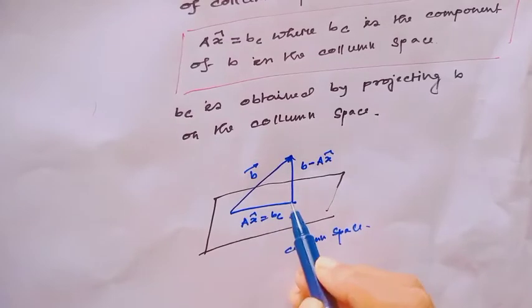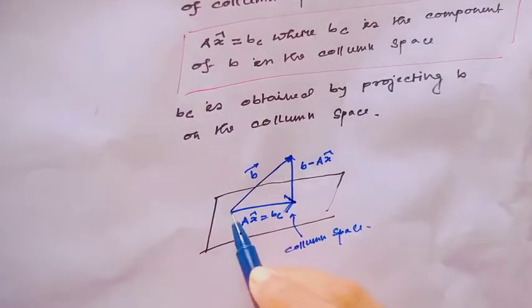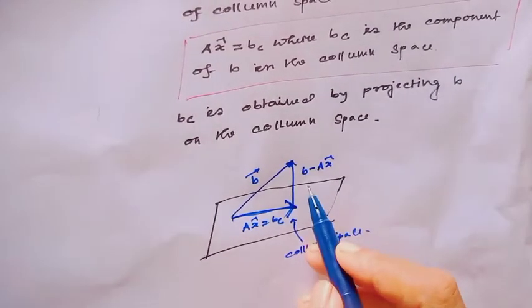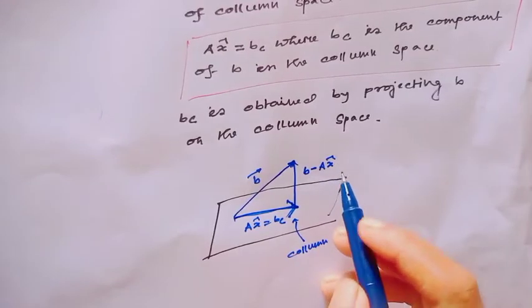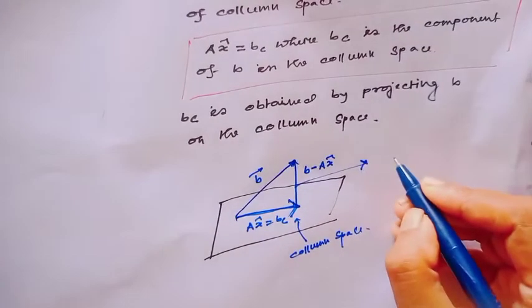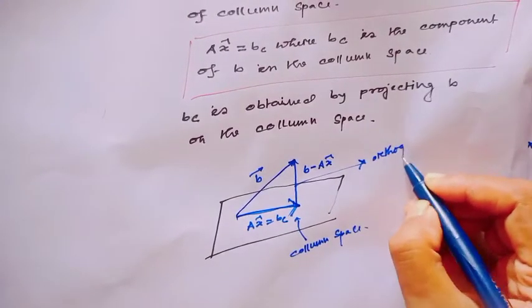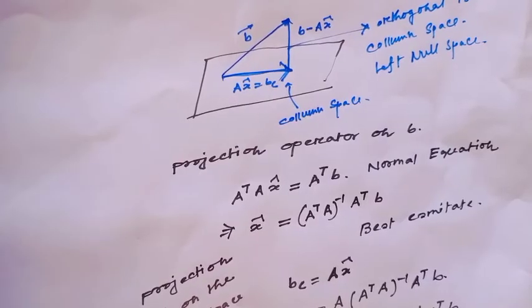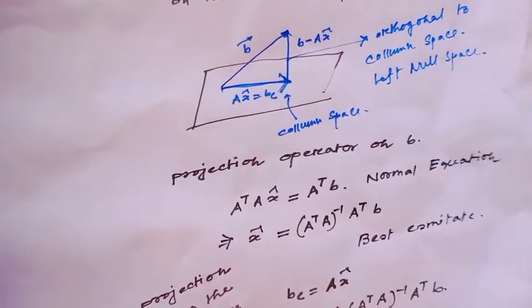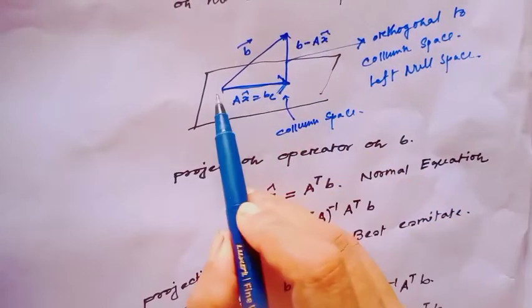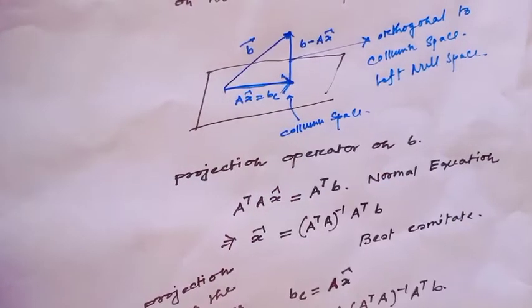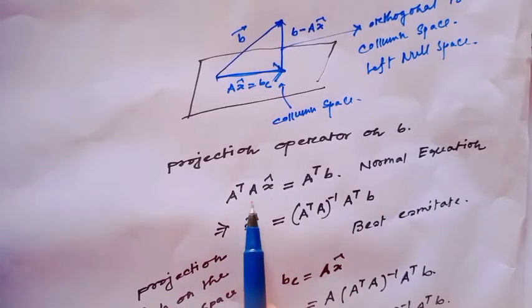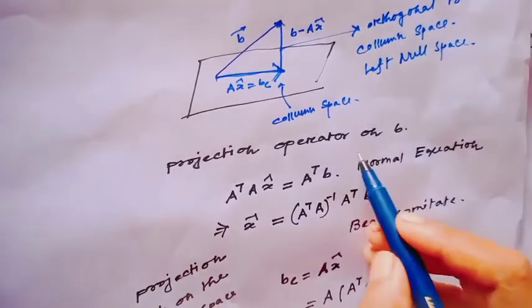Notice this is Ax equal to Bc. This is the projection of B on the column space, because this is the column space, and this B minus Ax bar is orthogonal to the column space, and the projection operator on the vector B is, since these two vectors are orthogonal to each other, therefore just multiply this equation: A transpose A x tilde equal to A transpose B. This is actually the normal equation.